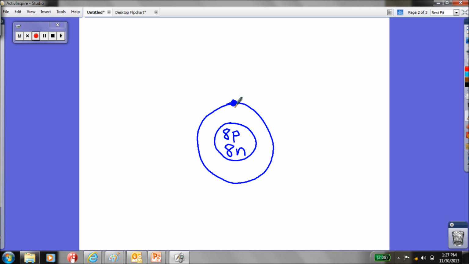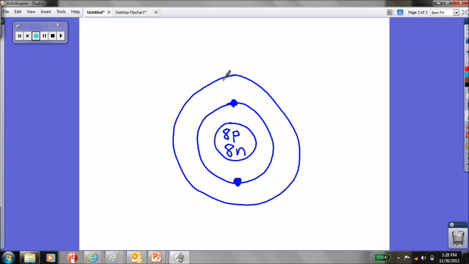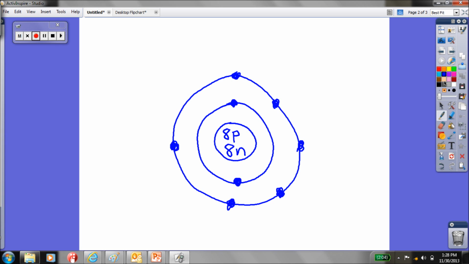My first shell can only hold 2 electrons. So I have my 2 electrons there. And so my remaining 6 electrons have to go in the next shell. So I have 1, 2, 3, 4, 5, and 6. Okay? So oxygen is really not a happy atom yet. It wants to have 8 electrons in this valence shell, and that's why it's going to bond with hydrogen to form a molecule, because it wants to fill up its valence shell.